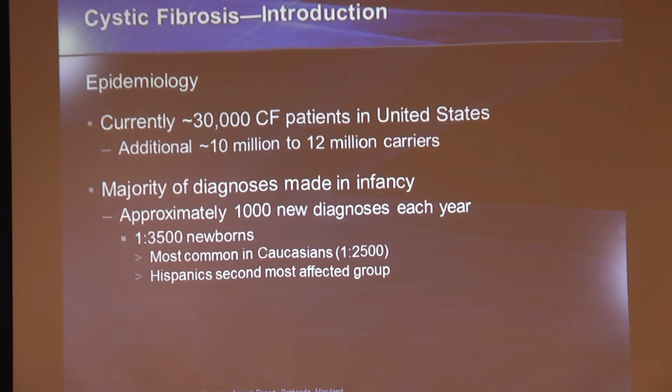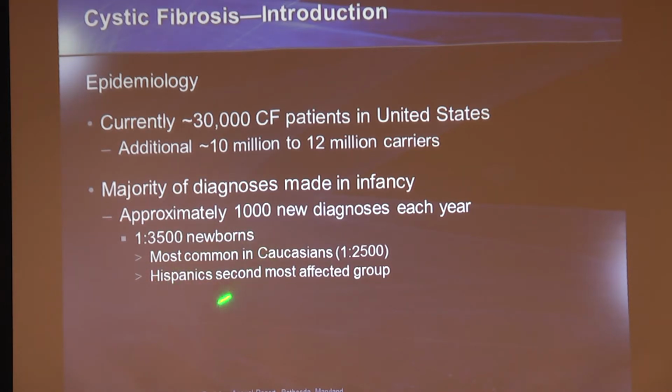The majority of cases are diagnosed in infancy. In the United States, about 1,000 new cases each year are picked up. And this gives a rate of about 1 in 3,500 newborns. There is a significant difference in different ethnic populations, more common in Caucasians. Ireland does have the highest rate in the world in terms of frequency of CF, but you can find it in basically any population around the world, even in Africa and Asia, although the incidence is much lower.